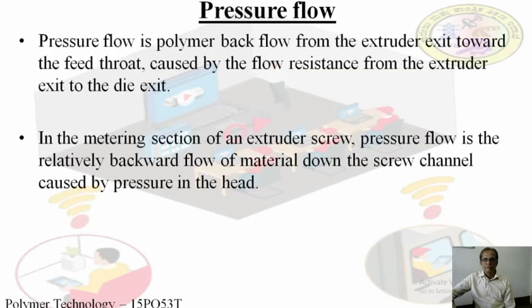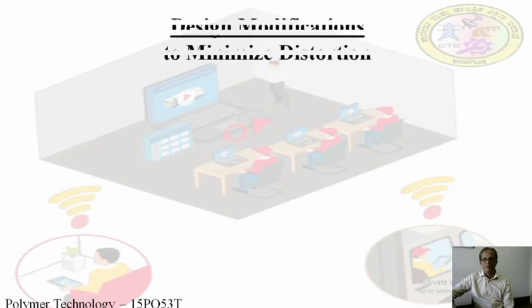Pressure flow. Pressure flow is polymer backflow from the extruder exit towards the feed throat, caused by the flow resistance from the extruder exit to the die exit. In the metering section of the extruder screw, the pressure flow is the relatively backward flow of material down the screw channel caused by pressure in the head.